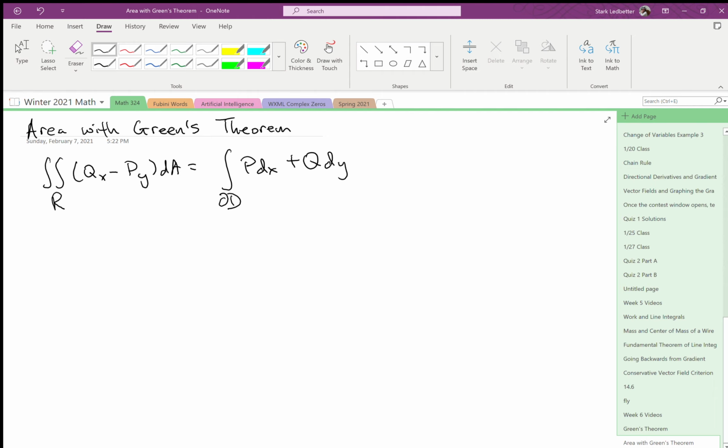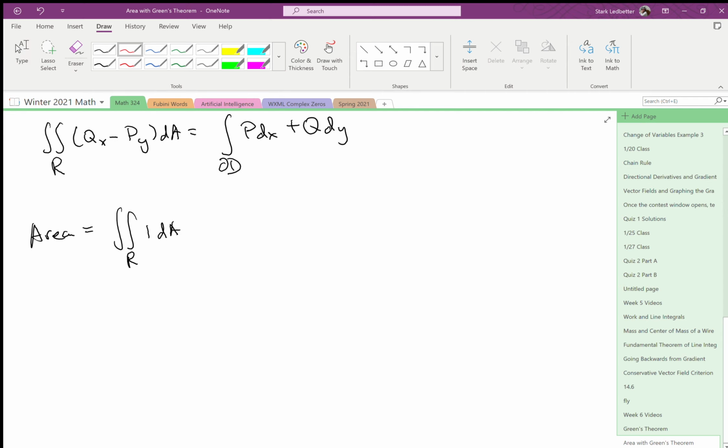Okay, so what are we doing when we're calculating area? Area is the integral over the region of 1 dA. So that means I want qx minus py equal to 1. So I have to create some functions, p and q, because in a calculate-the-area problem, I don't have a vector field. So I'm going to make a vector field to make this work.